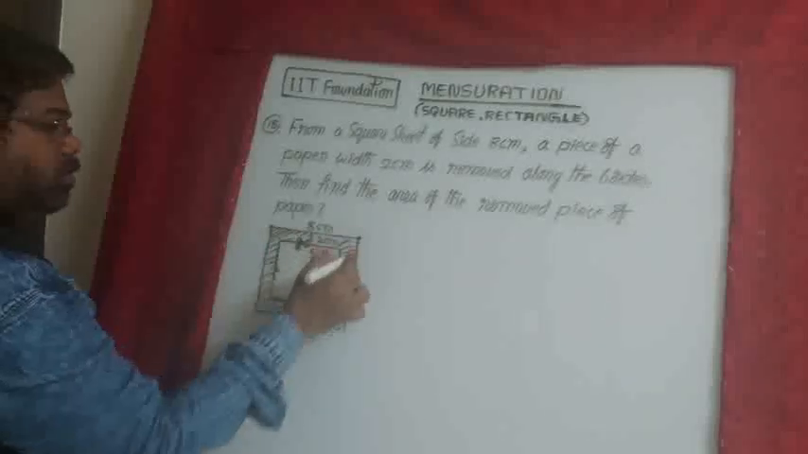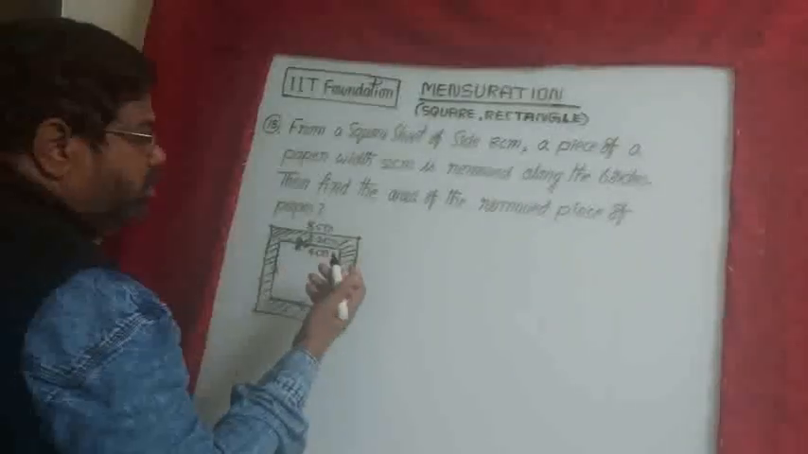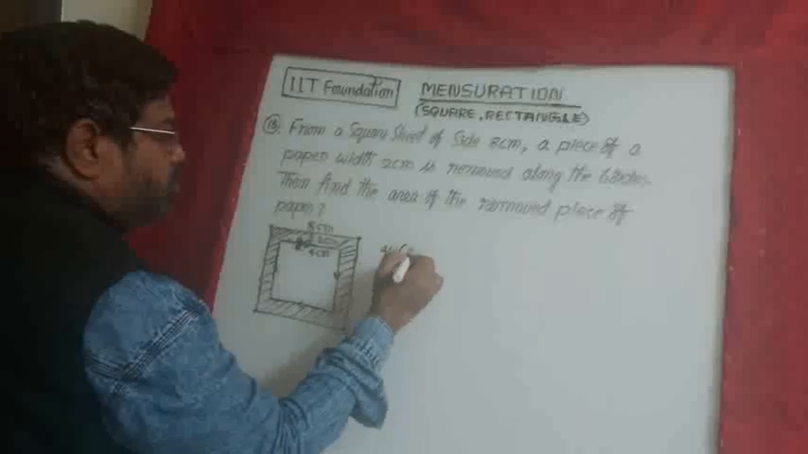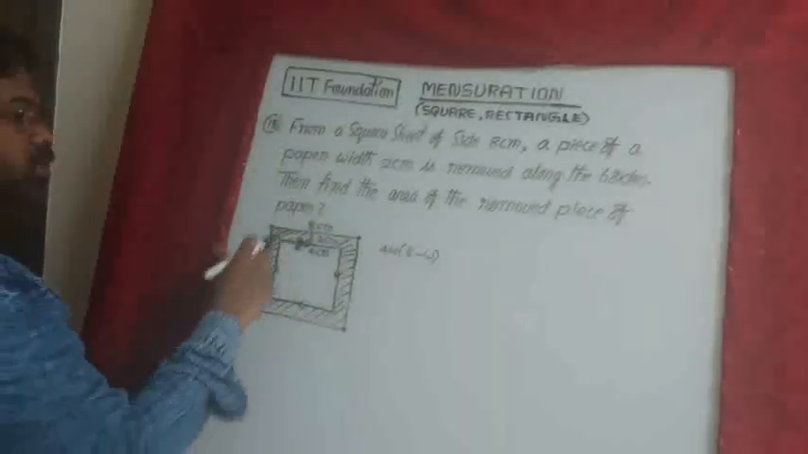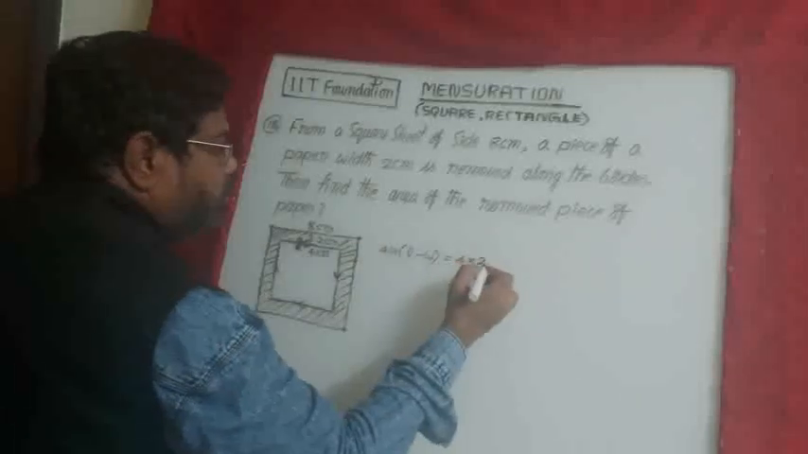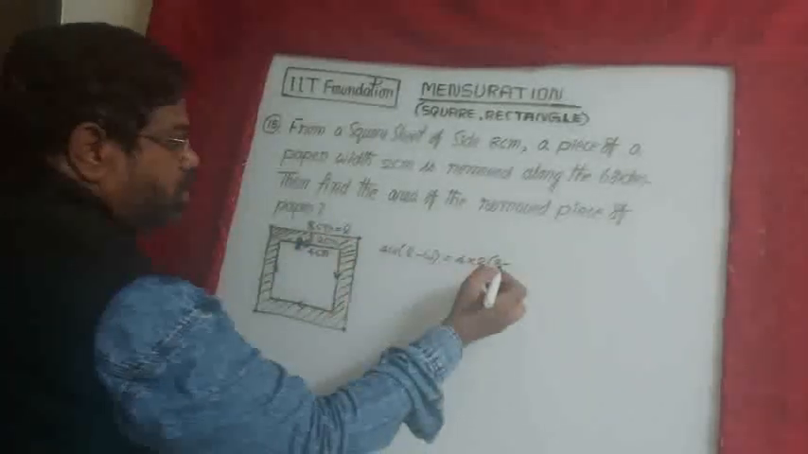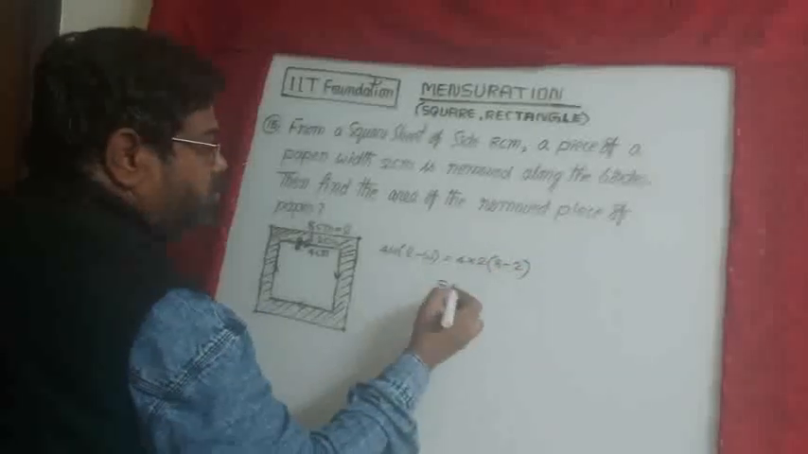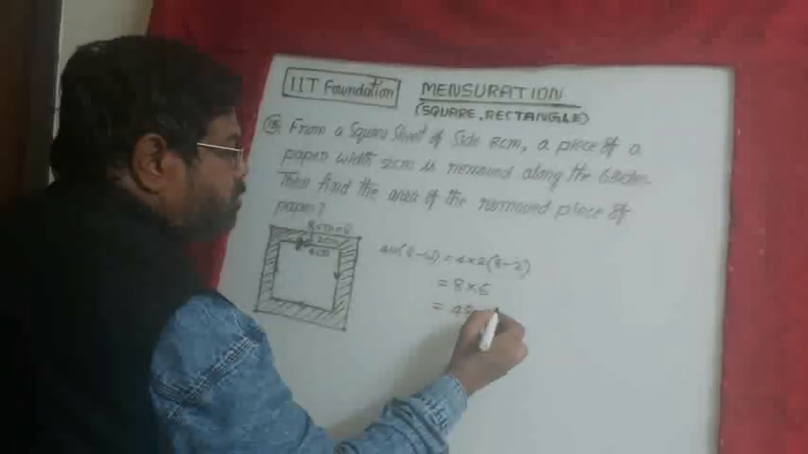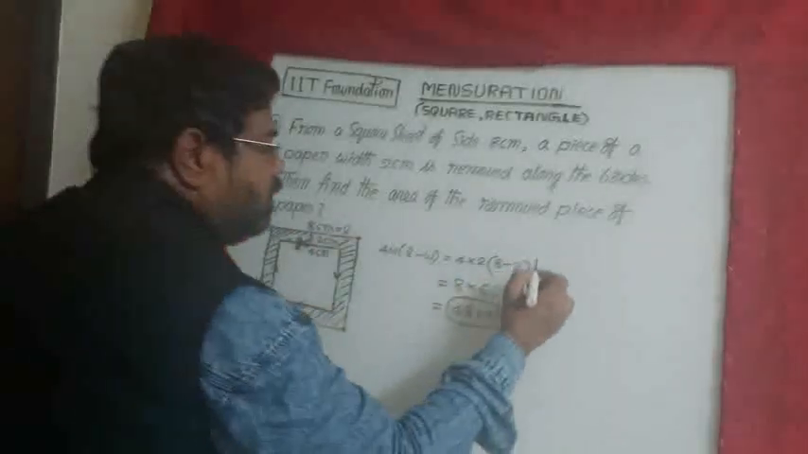Now larger square area minus smaller square area. So that is the path area, or a formula is there. What is the formula? For inside path, it is 4W into L minus W. Or directly how to apply? Larger square area minus smaller square area, or you can apply 4W into L minus W. Width is 2, L is 8, so L minus W is 6. So what is its value? 4 into 2 into 6, 8 sixes are 48, so 48 square centimeters. So this is the removed paper area.